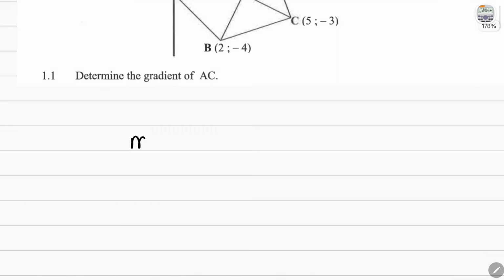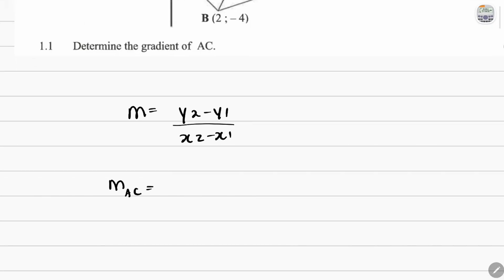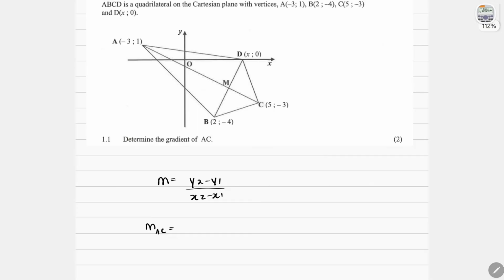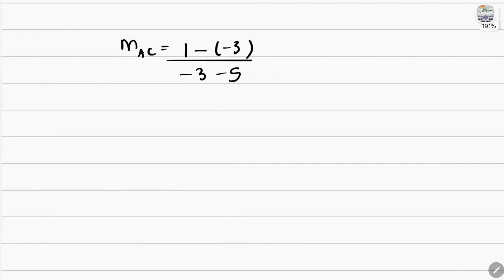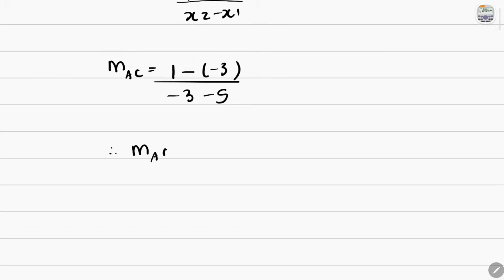So we use the gradient formula, which is y2 minus y1 over x2 minus x1. So the gradient of AC is equal to, just follow one order, top minus bottom or bottom minus top, it's fine. I'm just going to go with top minus bottom. So we go for 1 minus negative 3 all over negative 3 minus 5. Then you simplify your gradient. That will give us 4 on top and negative 8. So 4 over negative 8 is negative a half, and that is our answer.